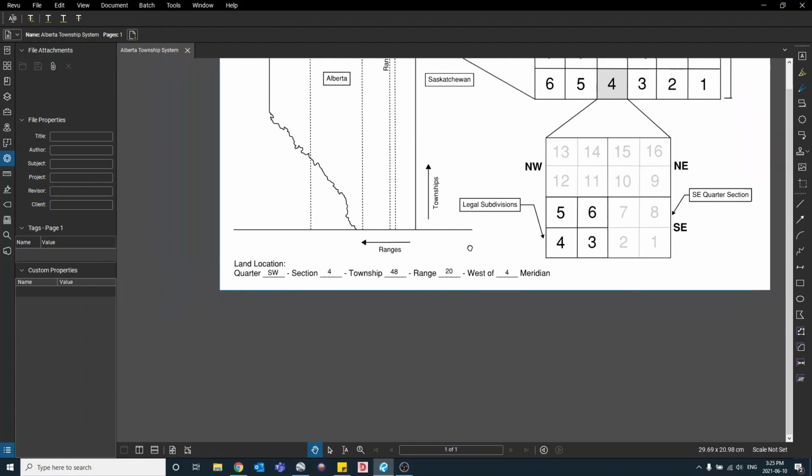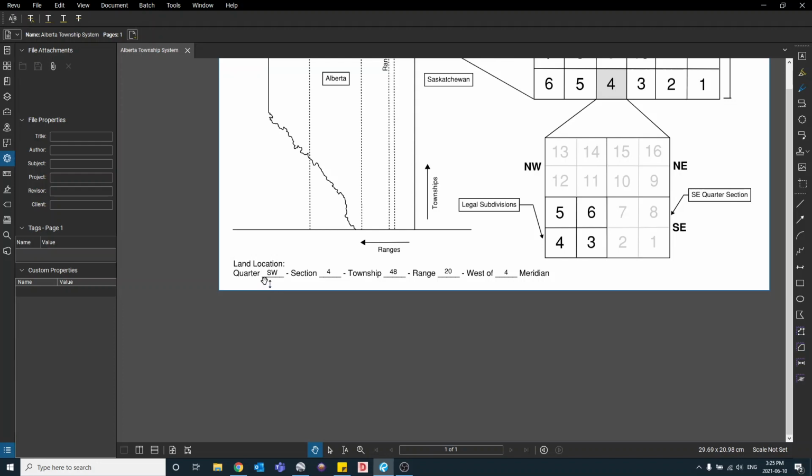I don't write LSD numbers in my land location number typically because I'm not much of a municipal surveyor. I usually just need to narrow it down to the quarter section number. So that's why I've got quarter here, but you might see LSD number in a land location, and all that means is it's the legal subdivision number.